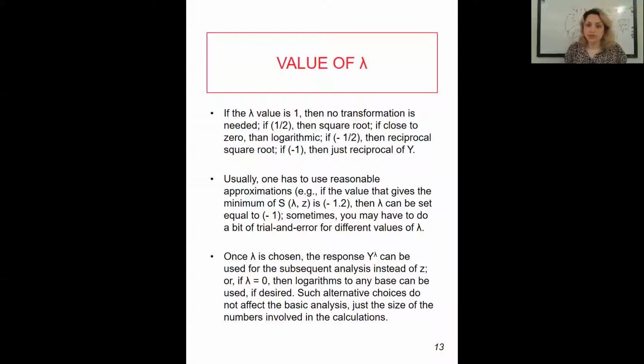Once lambda is chosen, the response y power lambda can be used for the subsequent analysis instead of y, or if lambda is equal to 0, then logarithms to any base can be used if desired. Such alternative choices do not affect the basic analysis, just the size of the numbers involved in the calculation. The general equation that we get is very similar, right?